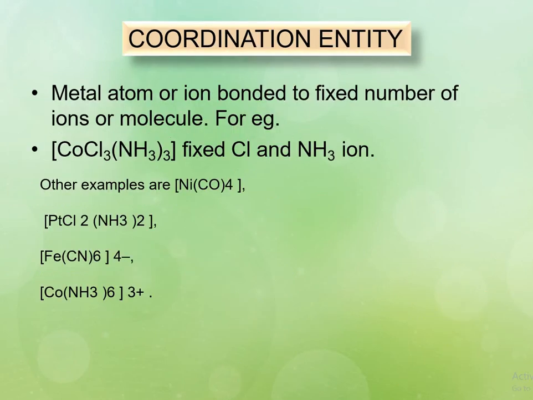Coordination entity. A metal atom or ion bonded to a fixed number of ions or molecules is called a coordination entity. For example, in this square box, cobalt is bonded with 3 chloride ligands and 3 ammonia ligands. Other examples are also here. You can see that.